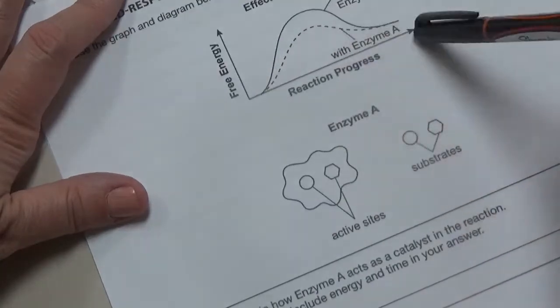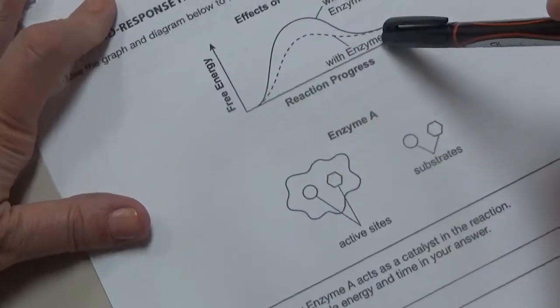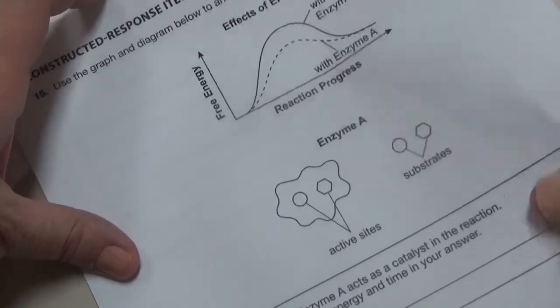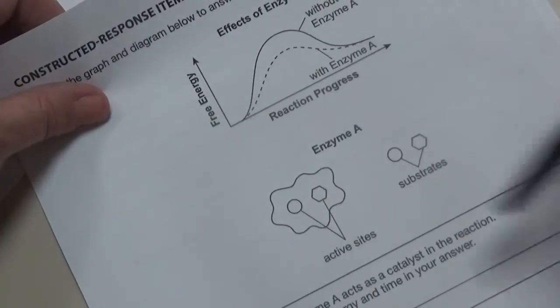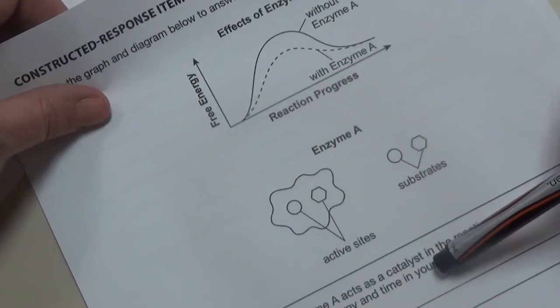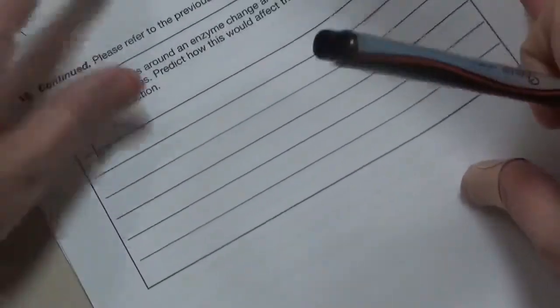Without the enzyme, you see how long it takes for the reaction to occur. With the enzyme, you see that it's much faster. It's asking, how does enzyme A act as a catalyst? You're just going to describe how this enzyme speeds up the reaction by lowering the activation energy.